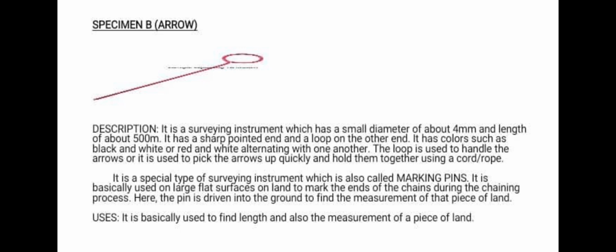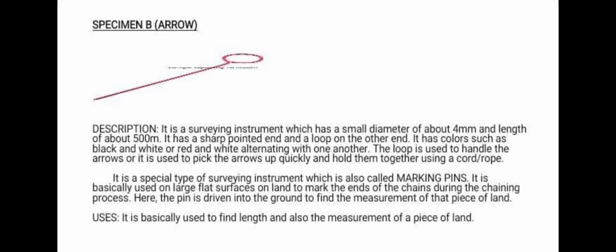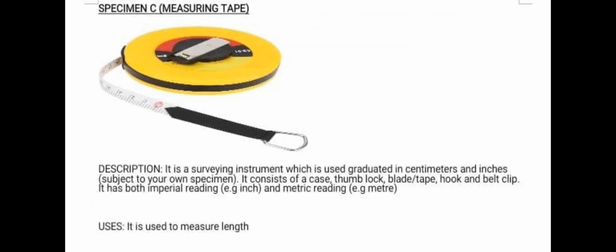So we can peg the arrow at two different positions. Then we can use our measuring tape to measure the distance between these two arrow pins to find the length of a particular portion of land. So just to add to specimen B, that loop or that circular portion of the arrow is used to hold the arrow, or probably if you have more than one arrow, you can use it to fasten or hold them together. So we move on to look at specimen C, which is a measuring tape.